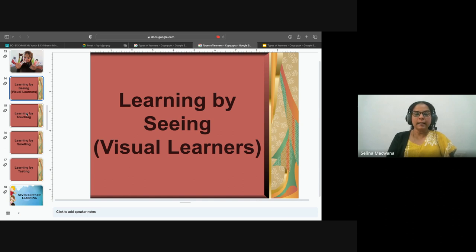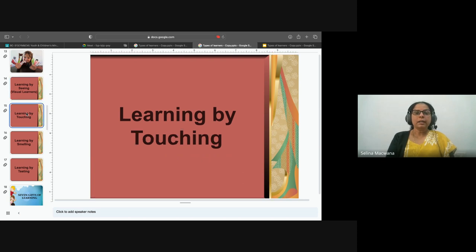Now we look at learners who learn by touch. When you look at some children in your class, you would have noticed that some of them just can't sit still. They would come and sit here, then move to some other place, or constantly be fidgeting with something. They'll take a pen or a pencil box, their water bottle, or play with their feet, or bring a toy to class, a car or something, and they're constantly fidgeting and moving.